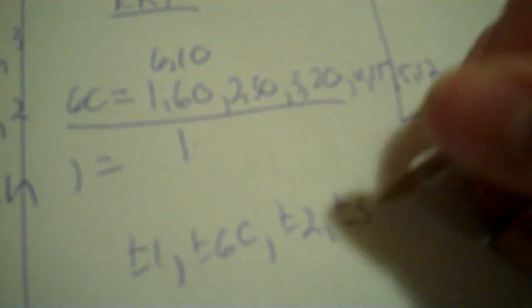Plus or minus 60. Really, when you're dividing by 1, you can just copy down the top with plus or minus. Plus or minus 3, plus or minus 20, plus or minus 4, plus or minus 15, plus or minus 5, plus or minus 12, plus or minus 6, plus or minus 10. Okay, those are your possibilities.